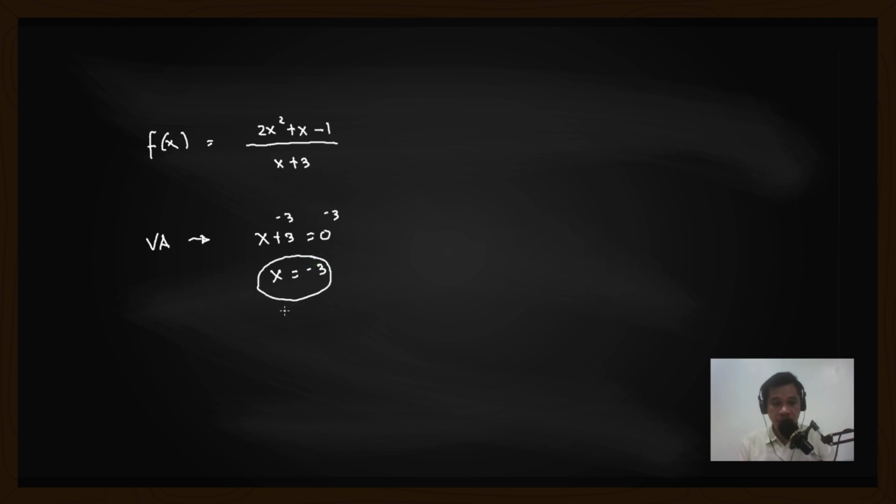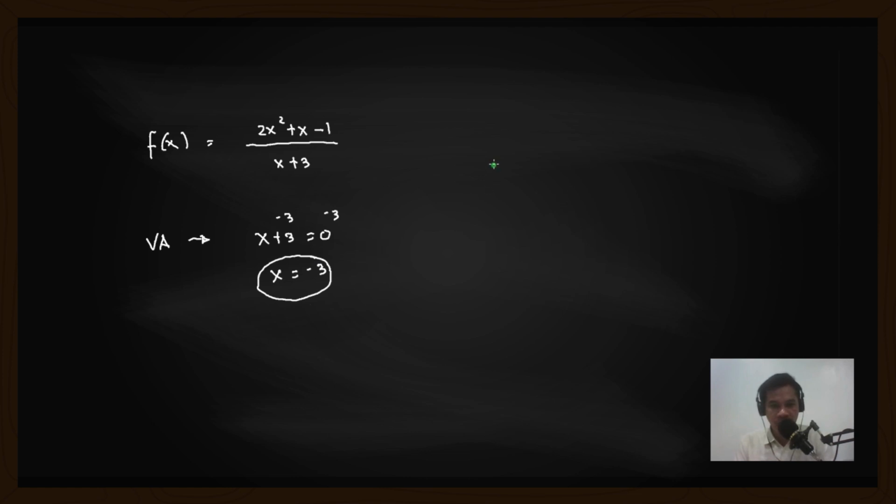Okay, let's have another example. F of x is equal to 2x squared plus x minus 1 over x plus 3. So to find the VA, or our vertical asymptote, simply equate the denominator x plus 3 is equal to 0. And then we add negative 3 to both sides of the equation, applying the addition property of equality. So if we're going to add this one, we eliminate the 3. So we have now x is equal to negative 3. So therefore, our vertical asymptote is along negative 3.